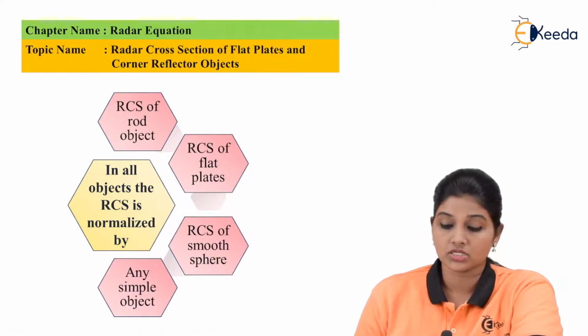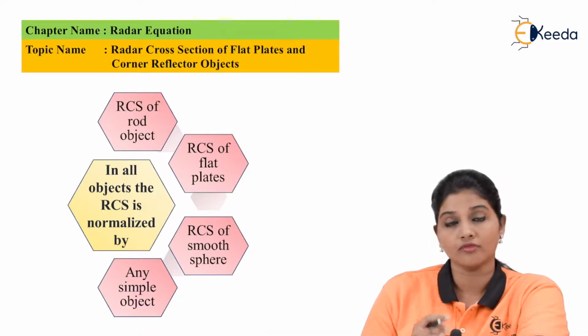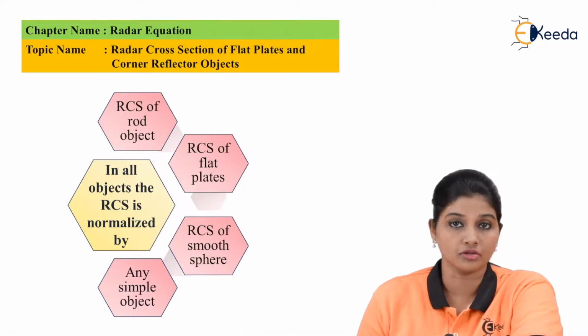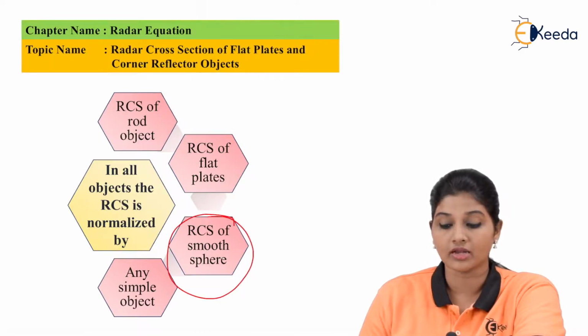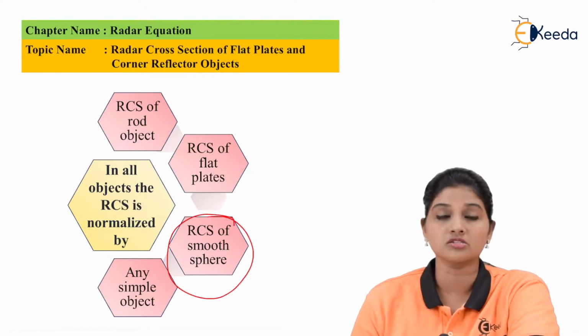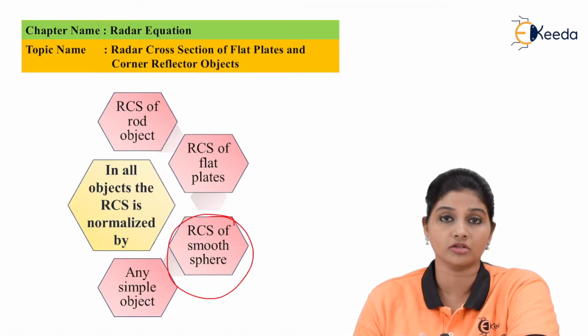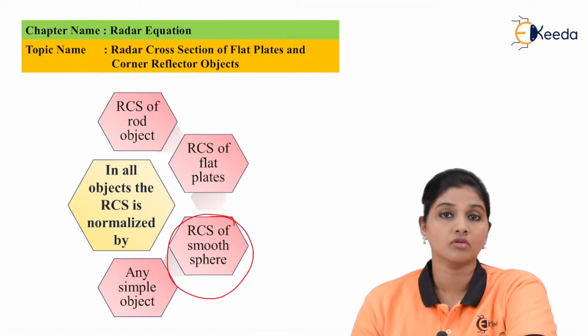So in all types of object, if the object is complex, then it gets normalized into a RCS of sphere. So answer C is the right answer. That means in all objects, the RCS is normalized by the RCS of smooth sphere. In this case also, if we are considering the corner reflectors, that means the bihedral and trihedral reflectors, then their RCS is normalized into a normal sphere. So this is all about the RCS of flat plate and RCS of corner reflectors.